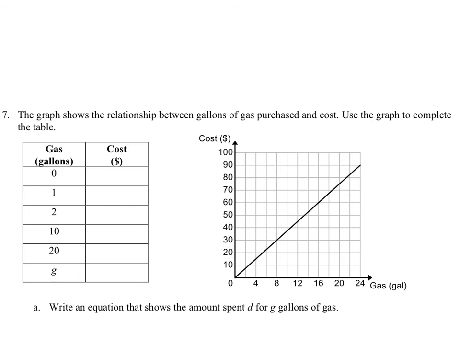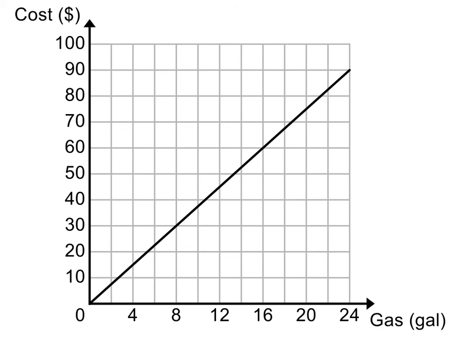The graph shows the relationship between gallons of gas purchased and cost. Use the graph to complete the table. So they've already labeled the graph and scaled it for us, so we don't need to worry about that. We have to use the graph for these, and that's okay. So specifically on this graph, let's look at some values that we can find. On this one, we're looking for these grid corners to show a specific value of a point.